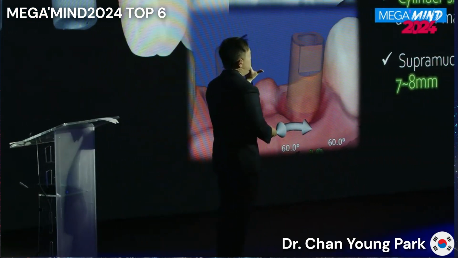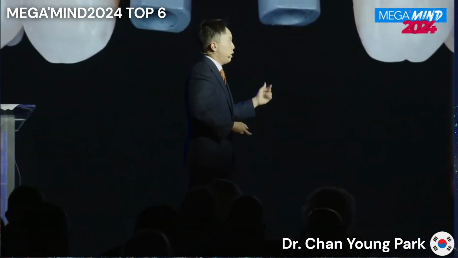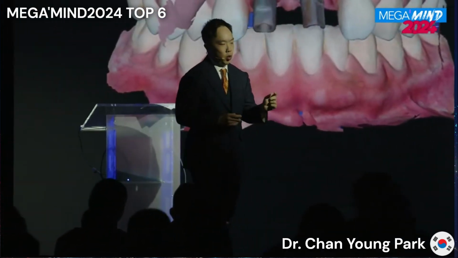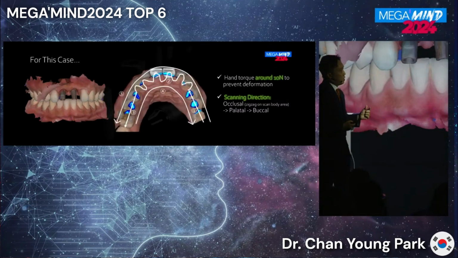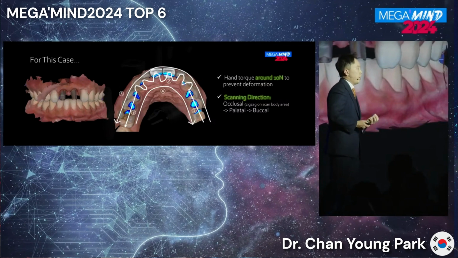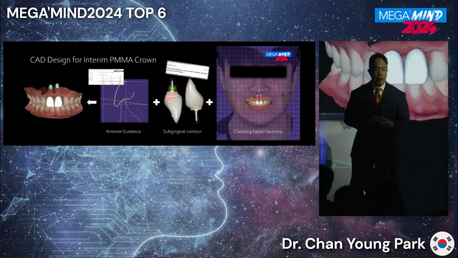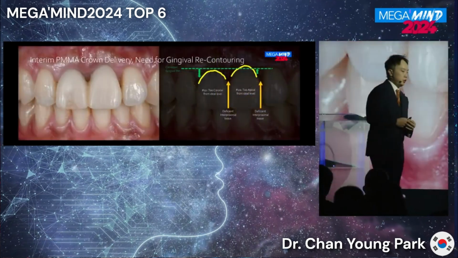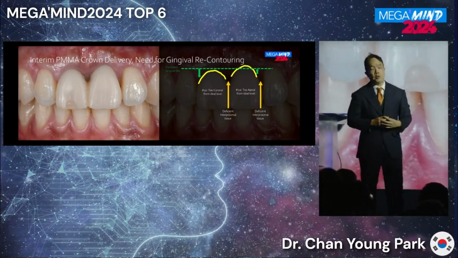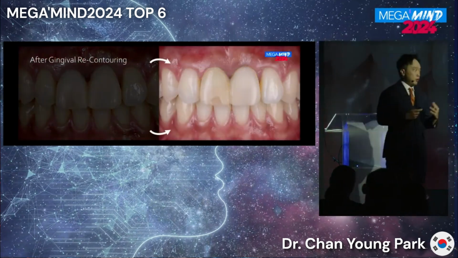For this case, I used a PIC scan body for single use, which was cylinder-shaped with only 1 or 2 decut areas for matching. And to prevent the deformation of the scan body, hand torque was applied. For this case, the scanning direction was set from occlusal, palatal to buccal direction with a zigzag pattern on the scan body area. After scanning, interim PMMA crowns were designed and delivered to the patient, but we could still see some black triangle areas along with some uneven gingival lines, so additional recontouring was needed to improve the pink aesthetics.